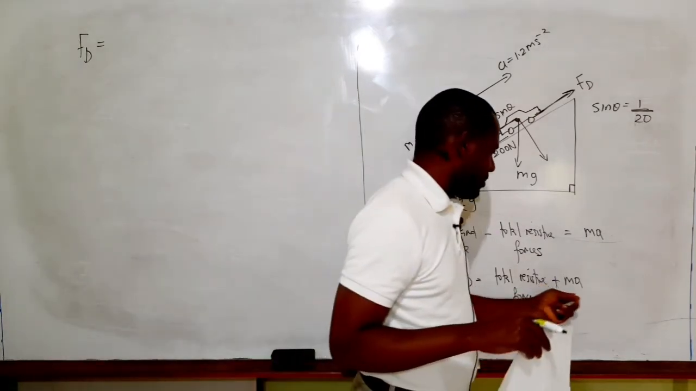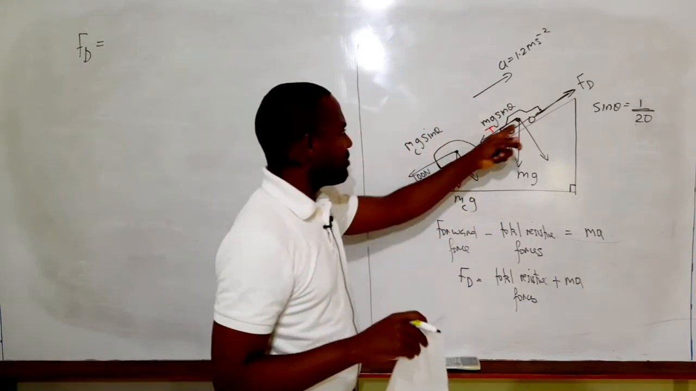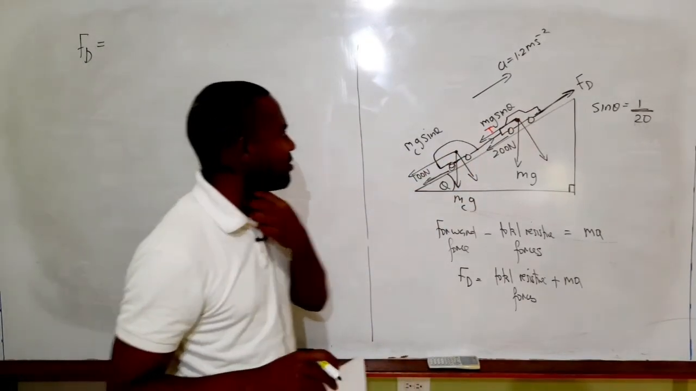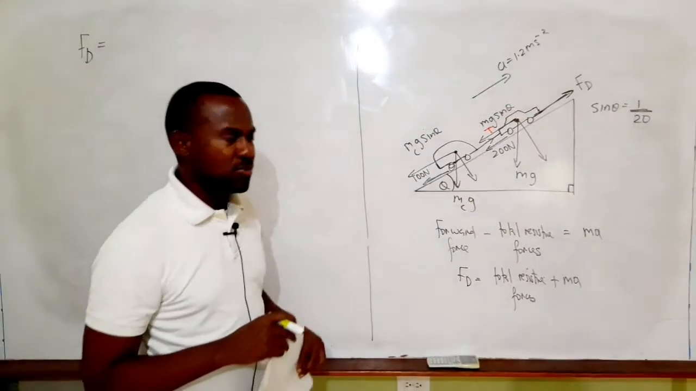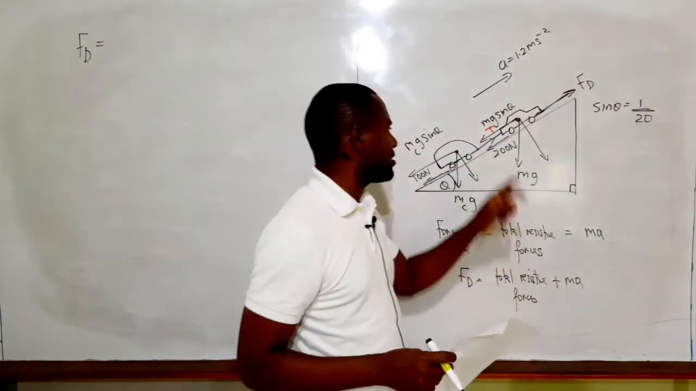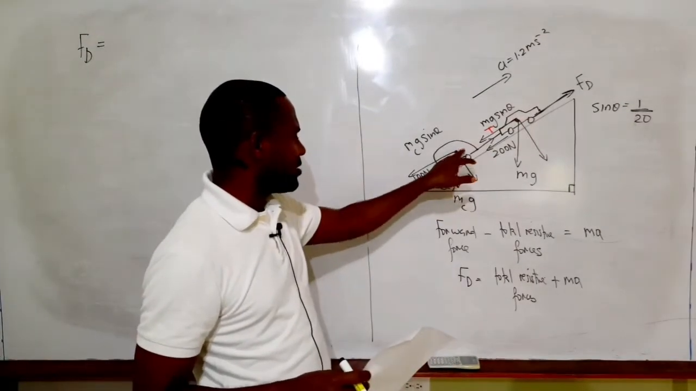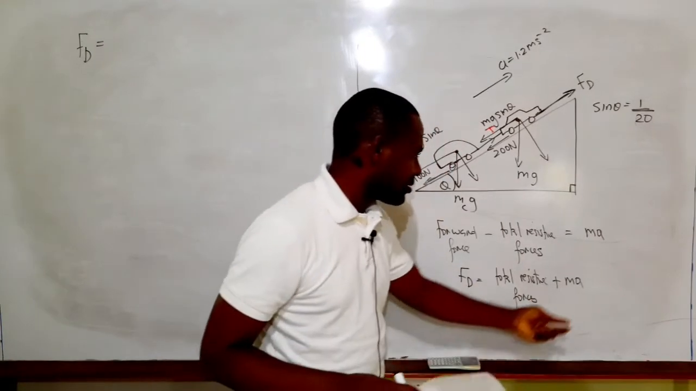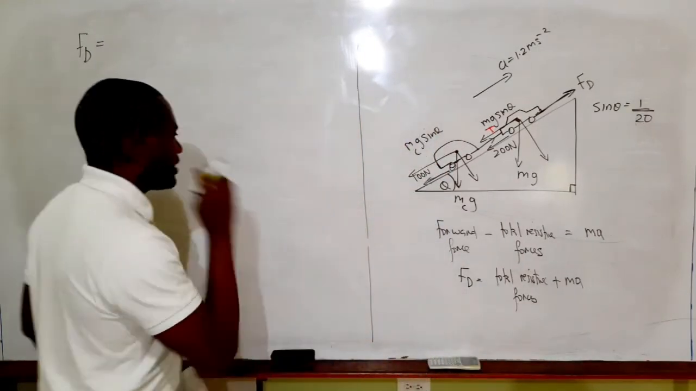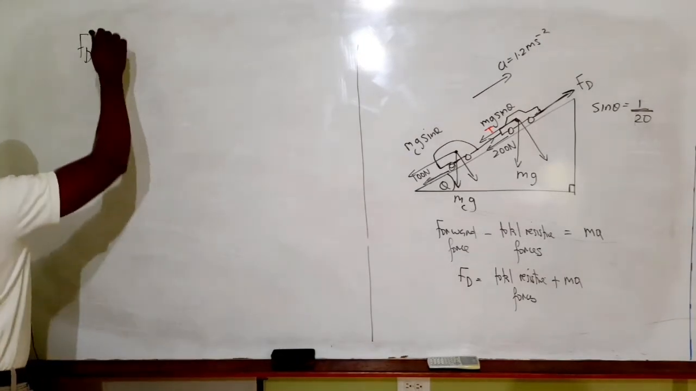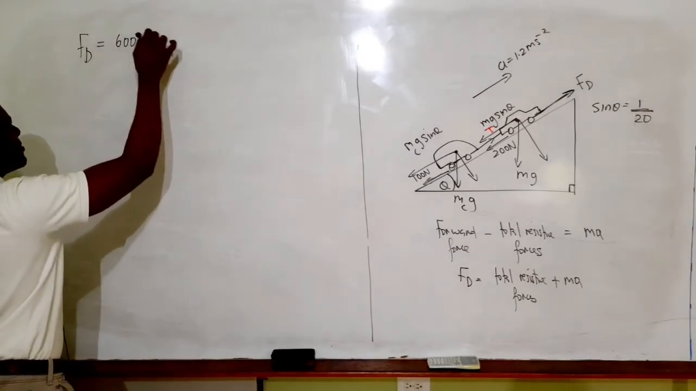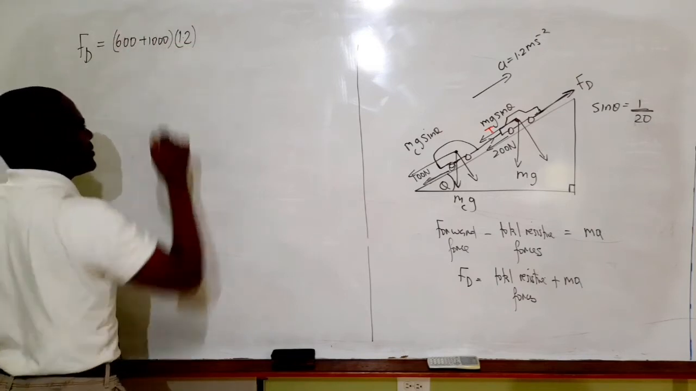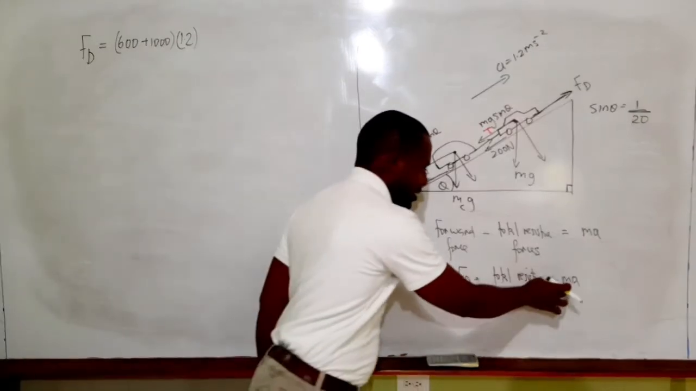Now this M basically represents the combined mass of the car and the caravan, because what we're told is that collectively together they accelerate at 1.2 meters per second squared. So this M not only represents the mass of the car or the mass of the caravan, but the combined masses, right? But we could actually work it out separately, but we'll just work them together. So that would be giving us 600 plus 1,000 times the acceleration of 1.2. So that will give us the MA.